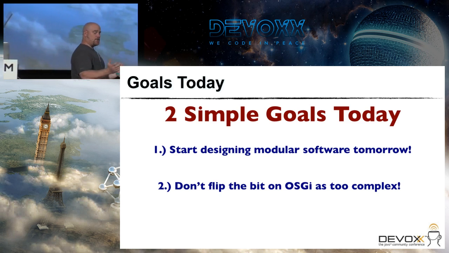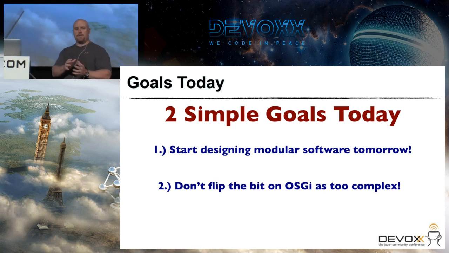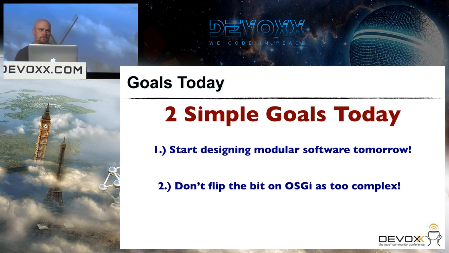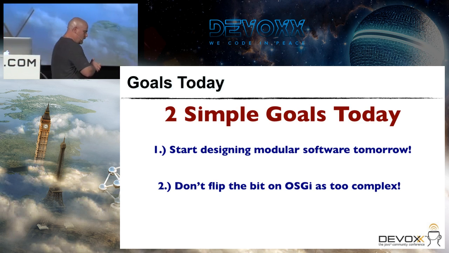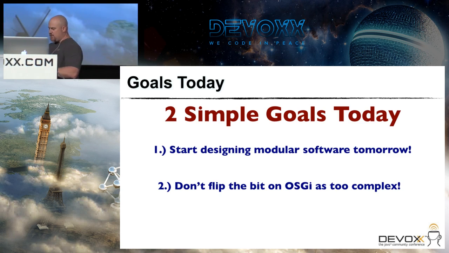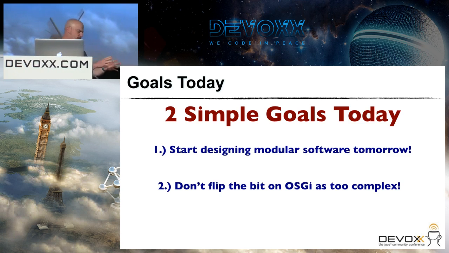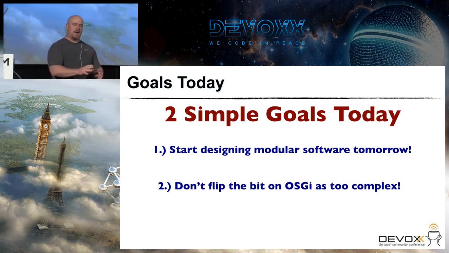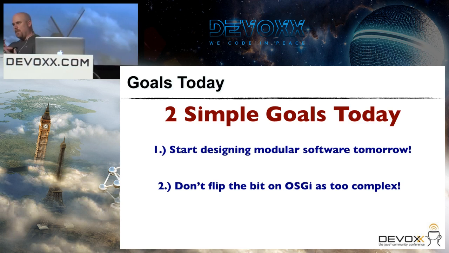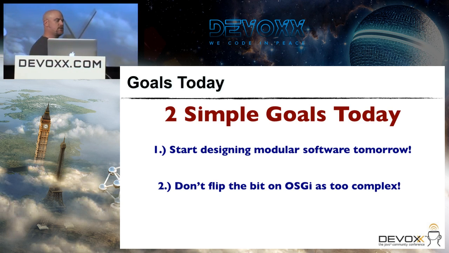My goals today are actually pretty simple: to help us start designing modular software systems when we get back to work next week. And for those of us who are leveraging Java as our platform, to not necessarily flip the bit on OSGi as too complex. Now, I don't come here today to talk a lot about OSGi. I come here today to talk more about modularity and how we design software systems with a modular architecture.